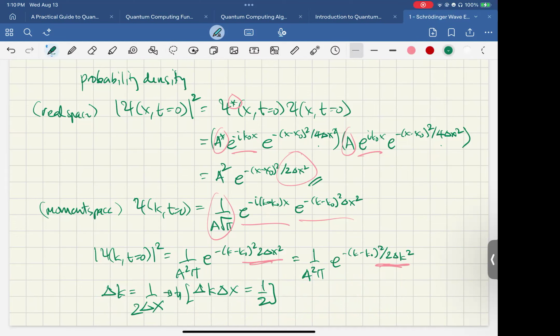we get h bar delta k, which of course is momentum. So delta p delta x is equal to h bar over 2. And this is the minimum value for Heisenberg's uncertainty principle.